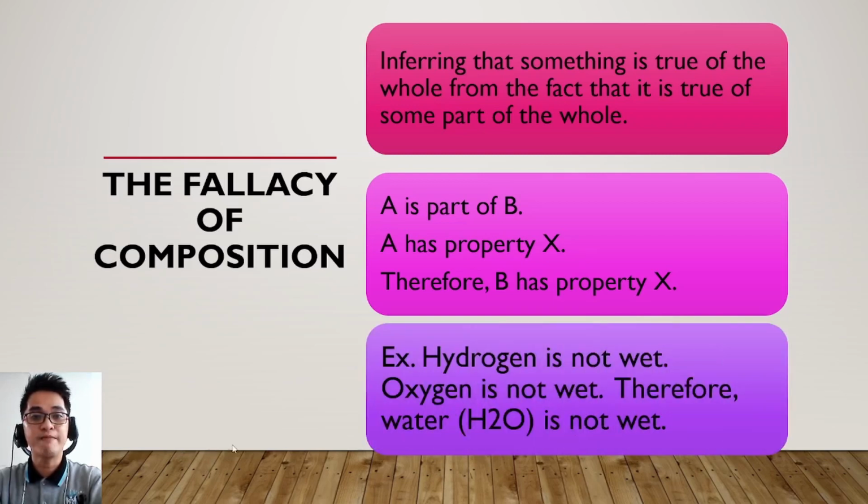Now, consider this simple argument. Hydrogen is not wet. Oxygen is not wet. Therefore, water, or H2O, is not wet. Well, we can all agree that this is not true since we can physically confirm that water is indeed wet. That is the fallacy of composition.